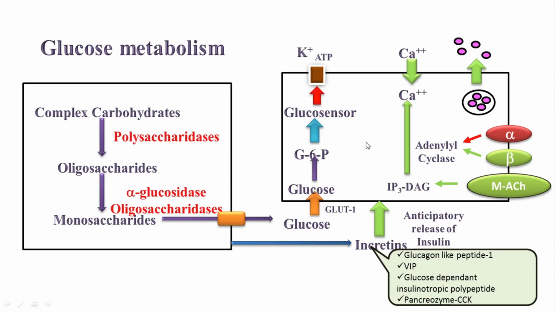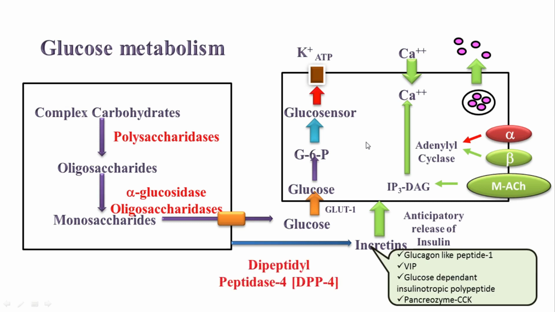Now in this entire thing, a small problem was noticed. See, if glucose comes into the blood and it stimulates the release of insulin via glucose sensor mechanism, it's under auto control, right? When the blood glucose level will fall, glucose sensor will stop working, insulin secretion will stop, right? That was not the case with incretins. Incretins will continue anticipatory release unless someone stops them.